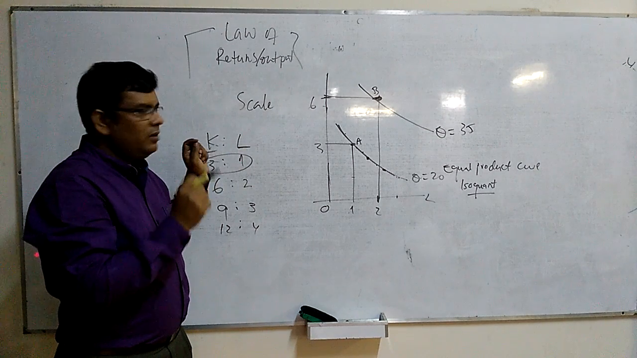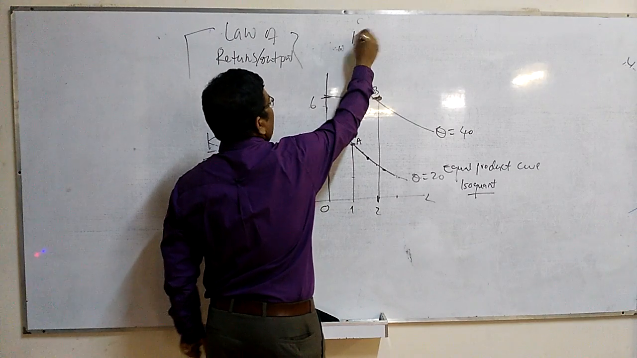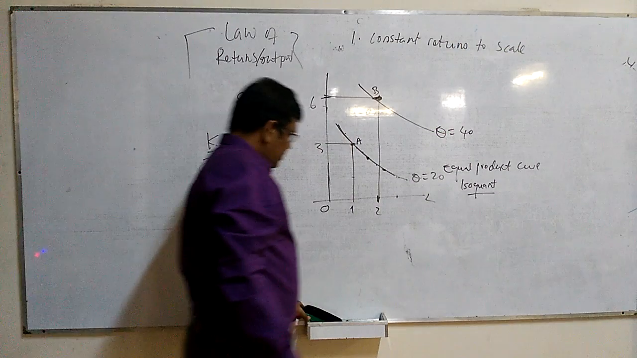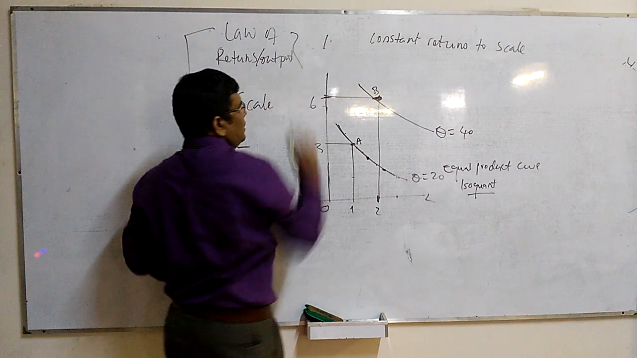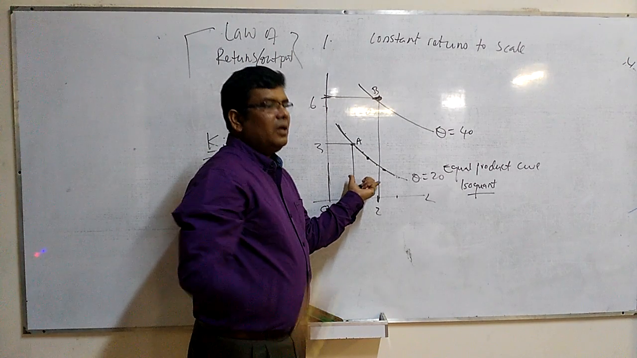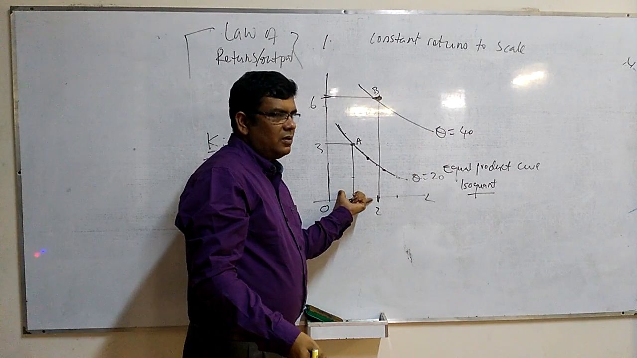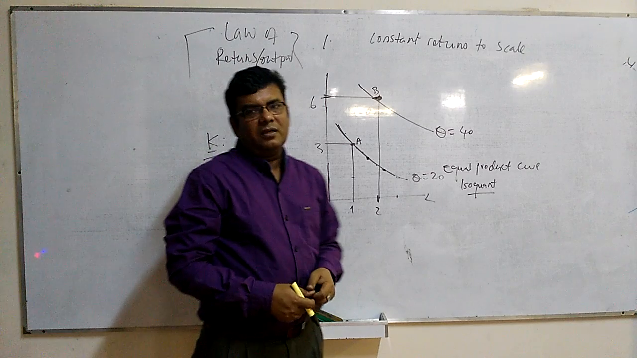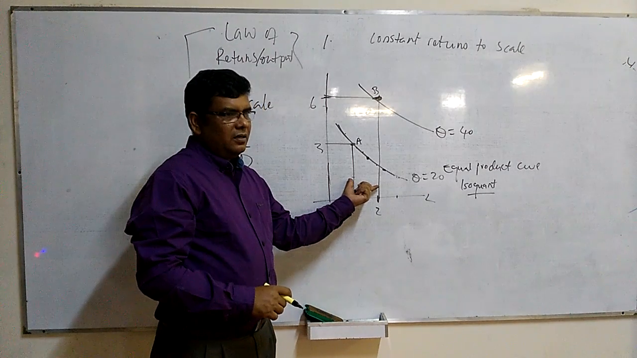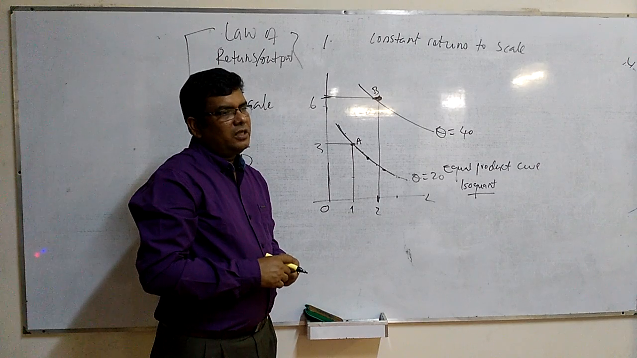If we double the inputs, for example, the output is exactly double, 40. This situation is called constant returns to scale. Constant returns to scale means the output is increased in the same proportion. You make the input double, output became double. If you triple the inputs, output becomes triple. That is constant returns to scale. If you increase the inputs at a particular rate and the output increases at the same rate, that is called the constant returns to scale situation.